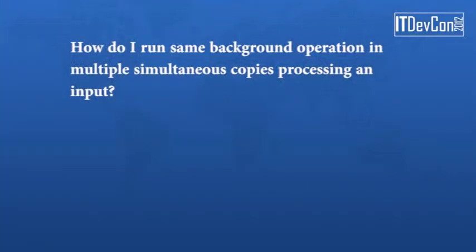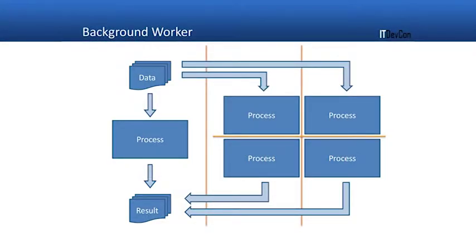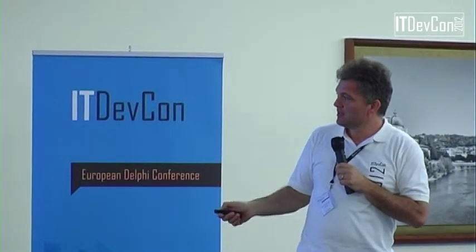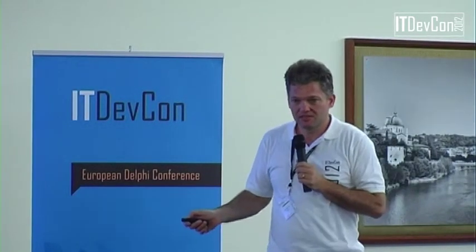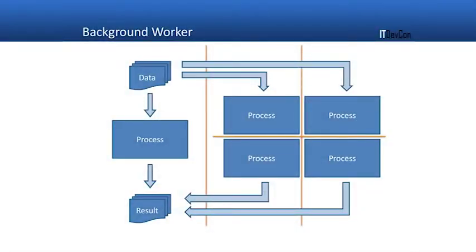Well, now we are moving to more complicated stuff. How do I run a background operation, the same task, in multiple copies, processing some stream of input, not one piece of data, but some queue of data, a list of elements, an array, whatever. So I have something going in, I have some process running on this data, and I want to get some result out of this. And in my demo, I set up, let's switch.